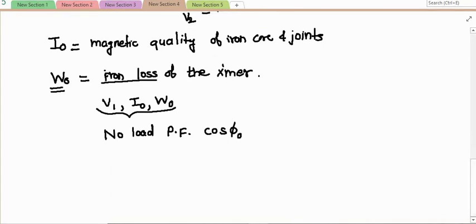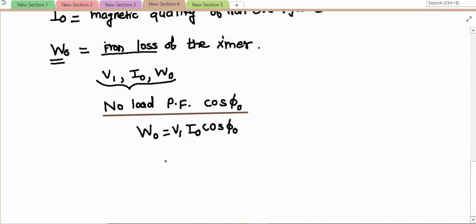So how to find out the no load power factor? See, what is your W0? W0 we can write down in single phase power. What is the formula for single phase power? VI cos of phi. So what is voltage on primary side? V1. What is current on the primary side? I0. The angle between V1 and I0 is nothing but phi 0. So I can write down V1 I0 cos of phi 0.